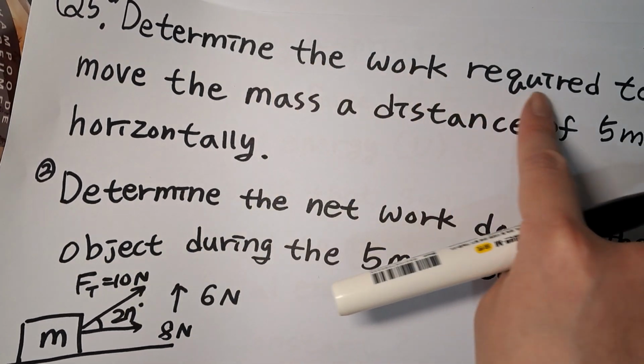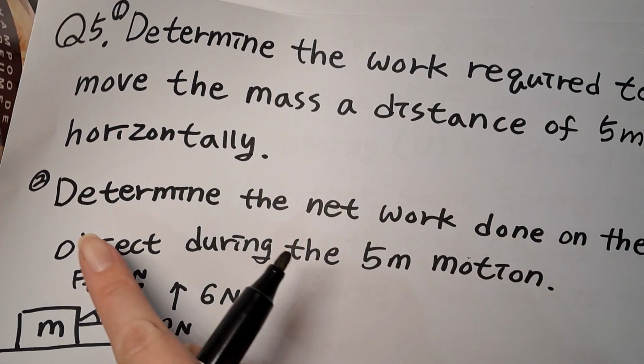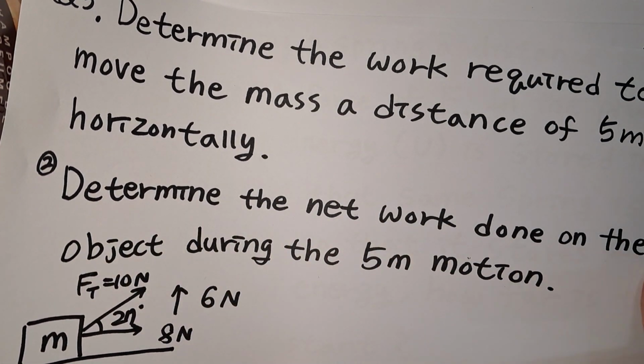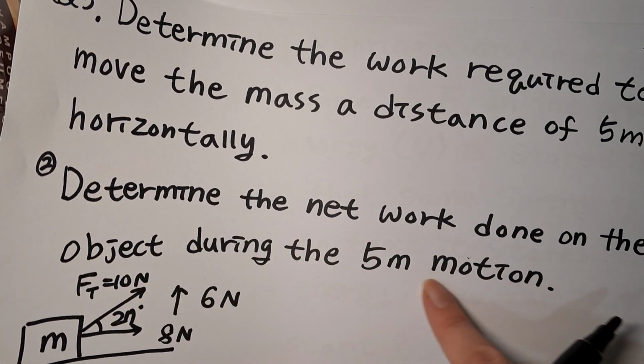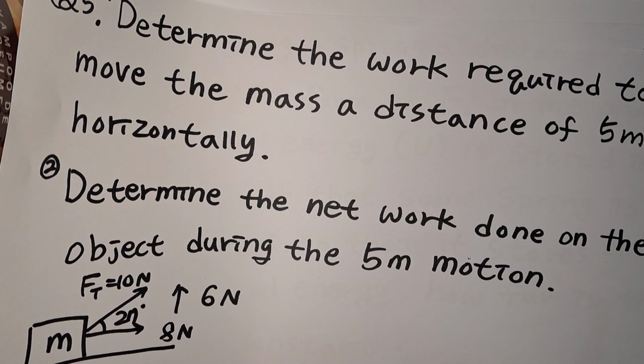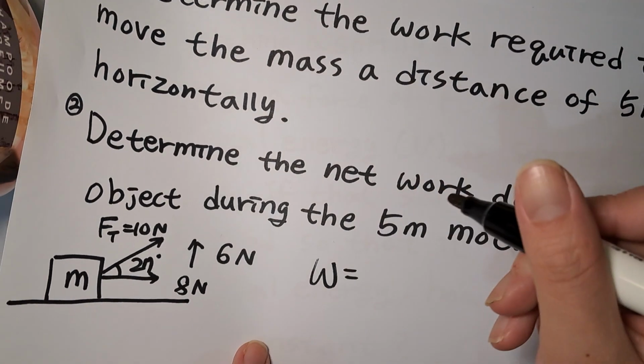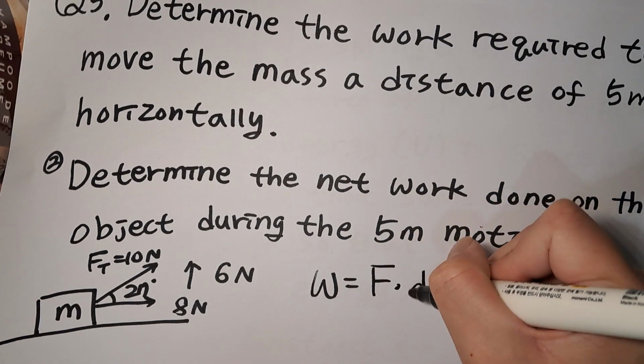Determine the work required to move the mass a distance of 5 meters horizontally. Determine the net work done on the object during the 5-meter motion. So we are going to use this equation.